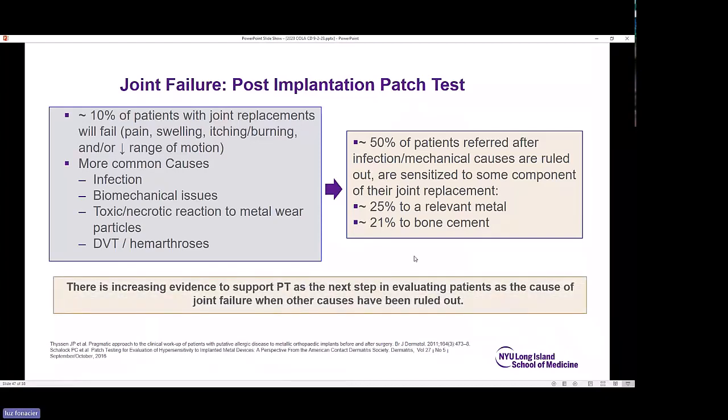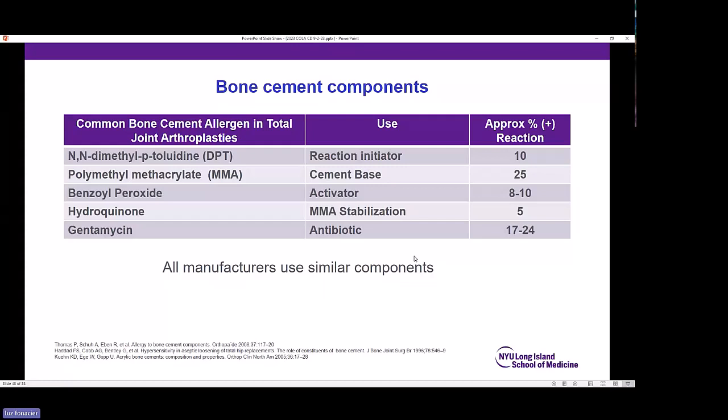Again, there is increasing evidence to support patch tests as the next step in evaluating patients as a cause of joint failure, only after other causes have been ruled out. These are the bone cement components that we test, again, because these are used in the bone cements.